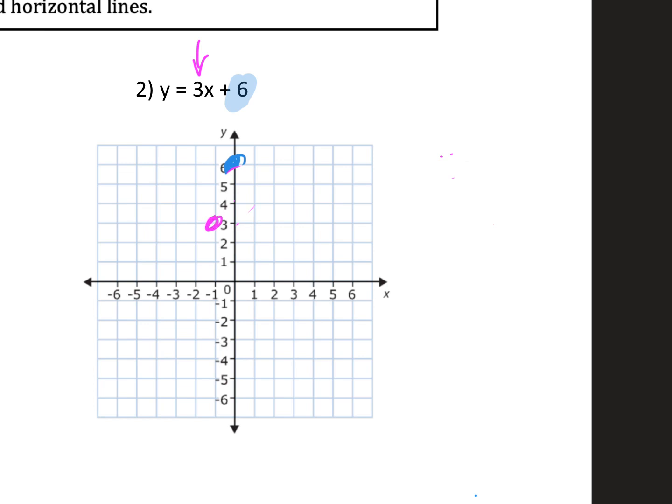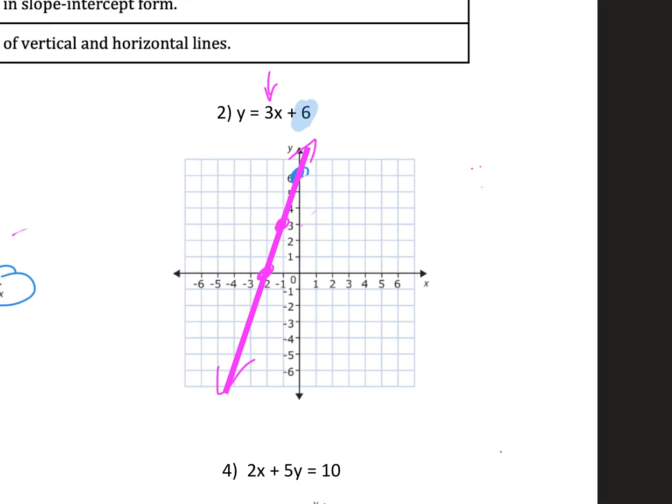And then how many coordinates do you need? We need 3, provided that you have room on the graph for that. Go all the way across the graph and add your arrows. Okay, so any questions about number 2?